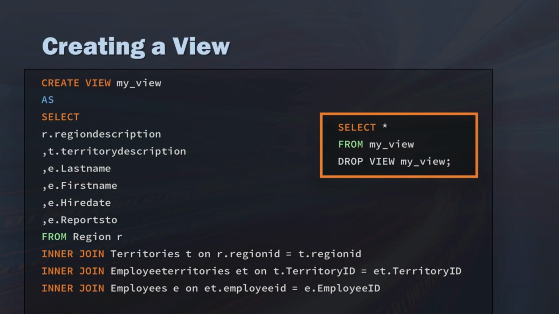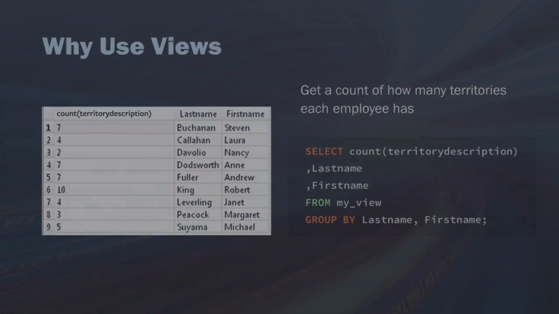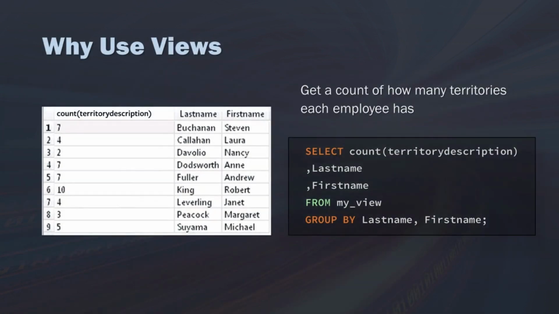Now that I have my view out there, I can actually perform even more queries on top of that. I can now take that view and I can select the counts and the territory descriptions. For example, this will give me an idea of the counts of how many territories each employee has. I can then group it by the employee's last name and first name. Now I can see the total count for each territory of what each employee has. This would have been a little bit more complex to do if I tried to do it all at once, but creating a view just made things really simple.